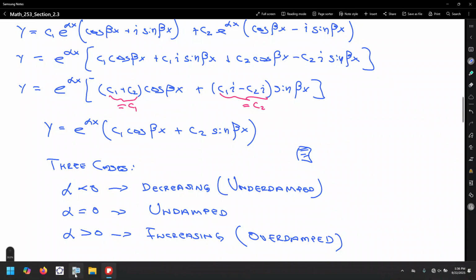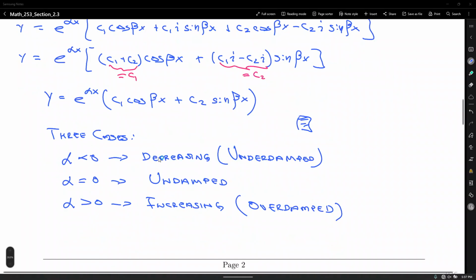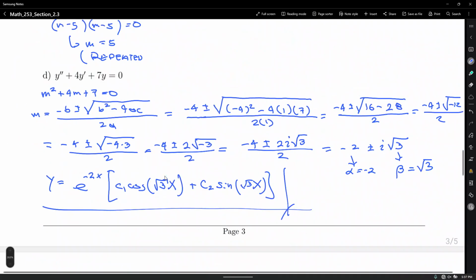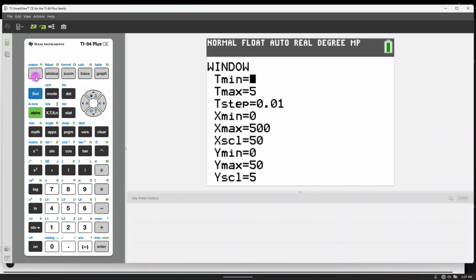If we graph the solution to the differential equation we just did in the last example, let me graph this function. I'm going to choose C1 and C2 to be 1 so I can actually show you a graph. And let me change the coefficients to nice numbers.